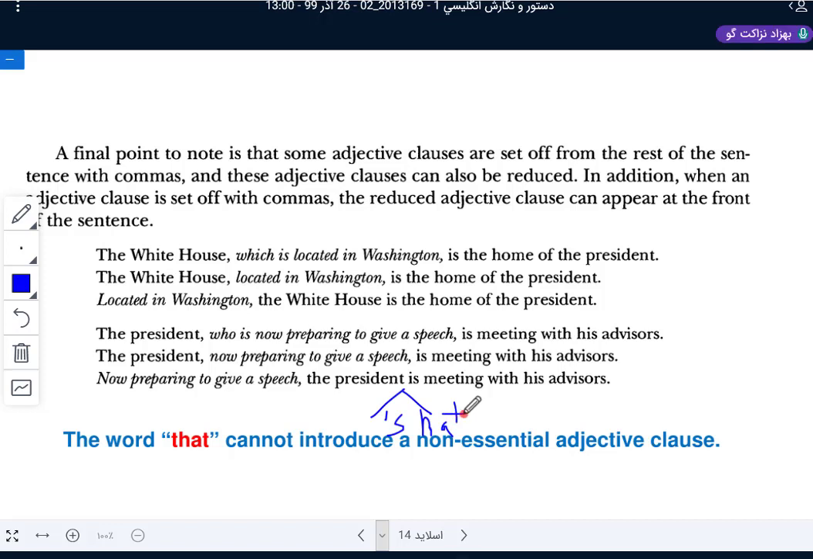So the hat is the subject. Cat is the subject. Hat is not preparing to give a speech. Hat cannot give a speech. So it doesn't make sense. So the sentence is dangling.